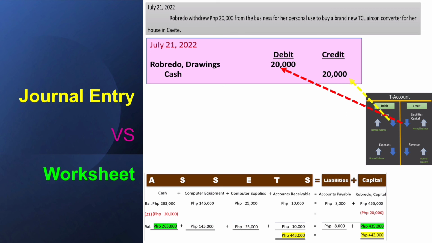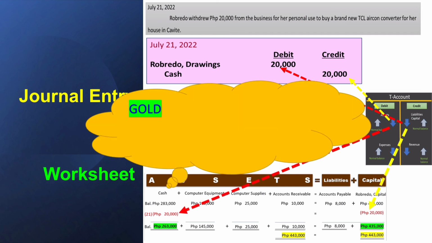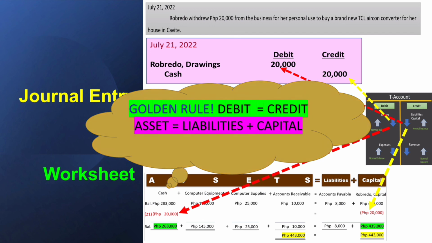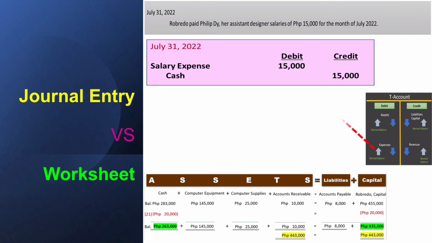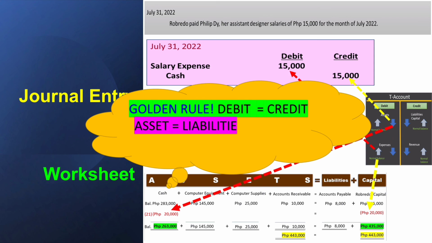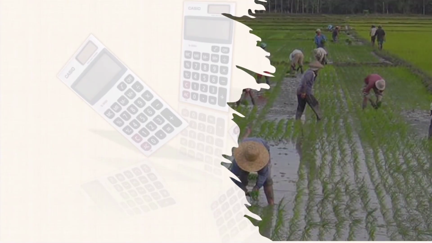Next transaction, July 21. This is withdrawal of investment of capital by the owner, Robredo. And of course, a reduction in cash. So debit, Robredo drawings, 20,000 pesos, credit cash. Debit and credit always the same. In the worksheet, accounting equation must always be equal or the same. Then the last transaction, July 31. Salary expense, debit, credit to cash, 15,000 pesos.